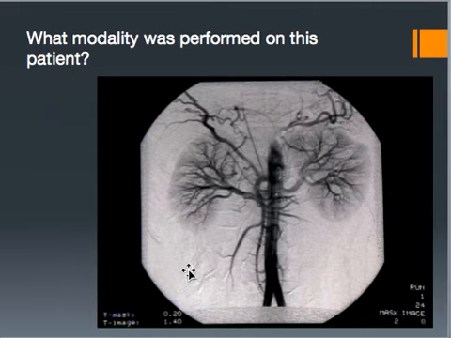What modality produced this image? This is an angiography study. So remember, angiography is to look at the blood vessels, so you can see all the vessels here. This just happens to be a renal scan, so you can see the kidneys here on both sides. But it's angiography because they're trying to look at the blood vessels.